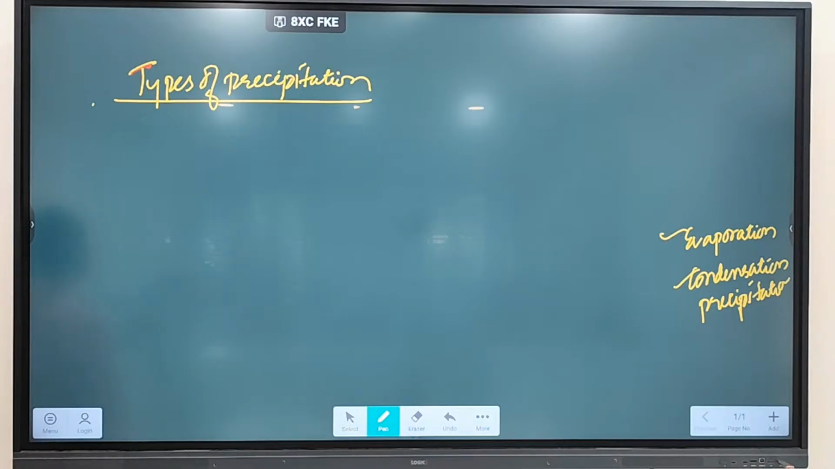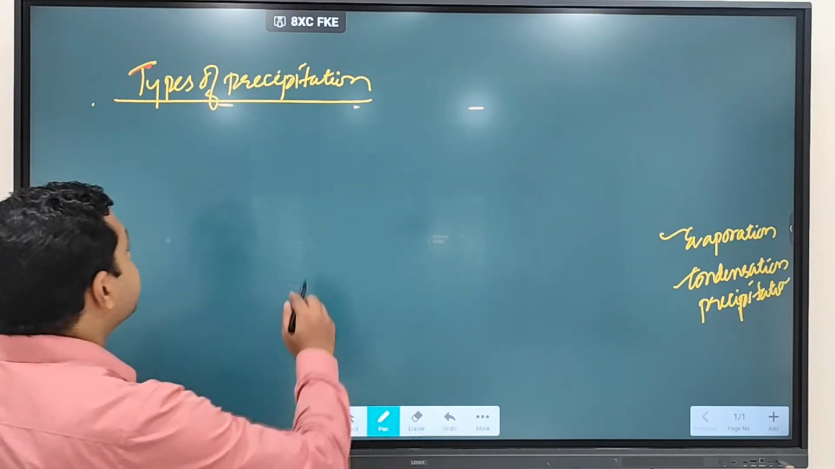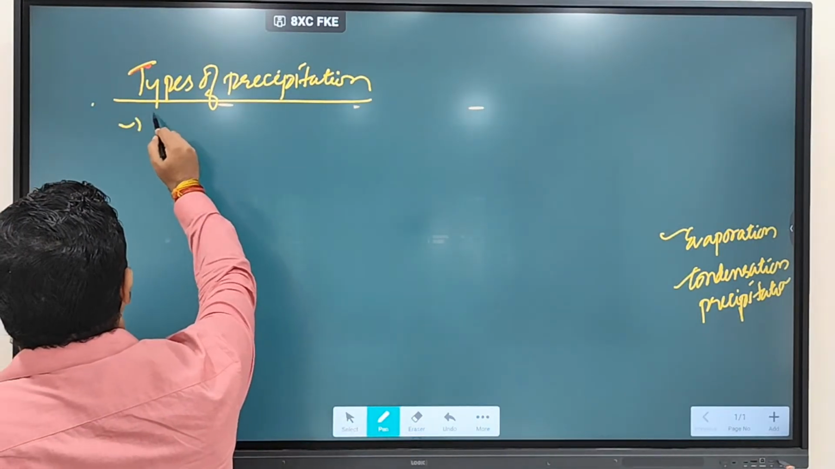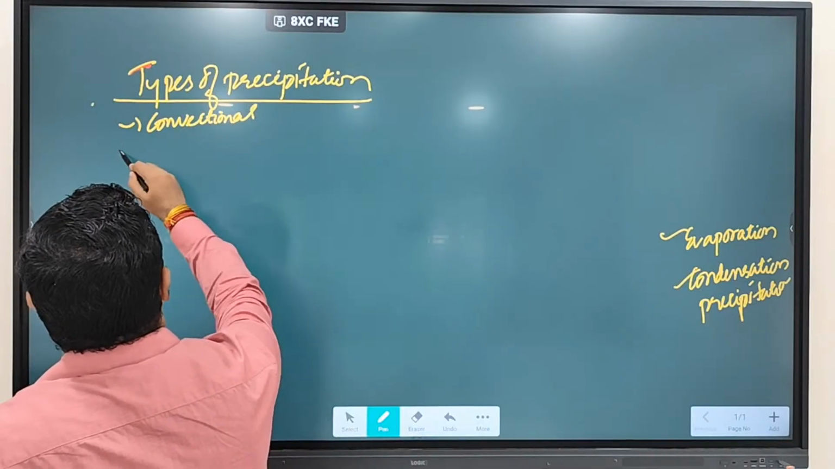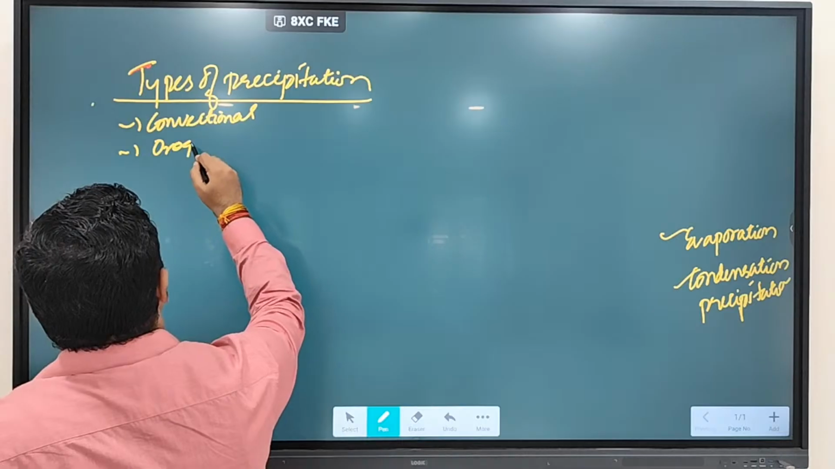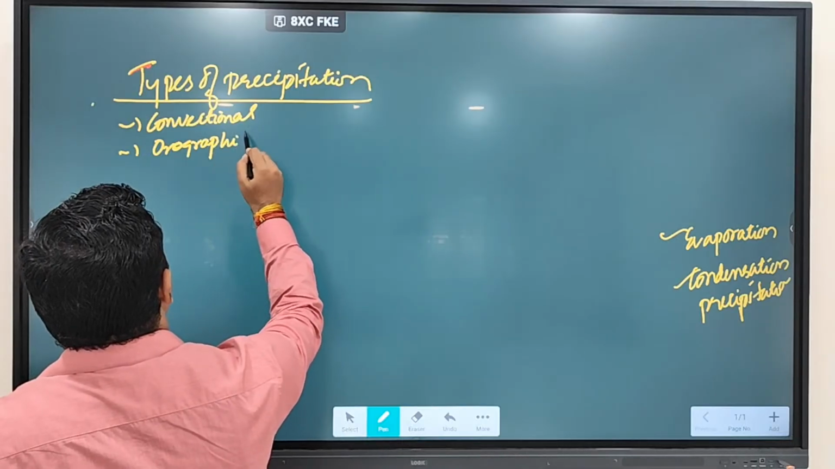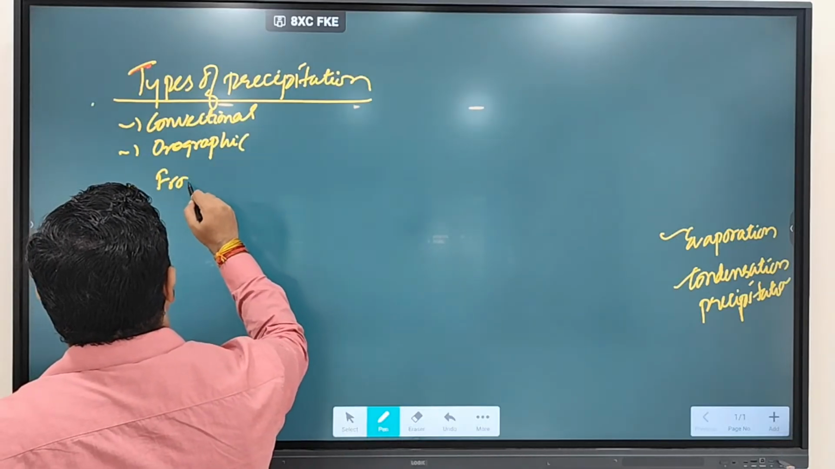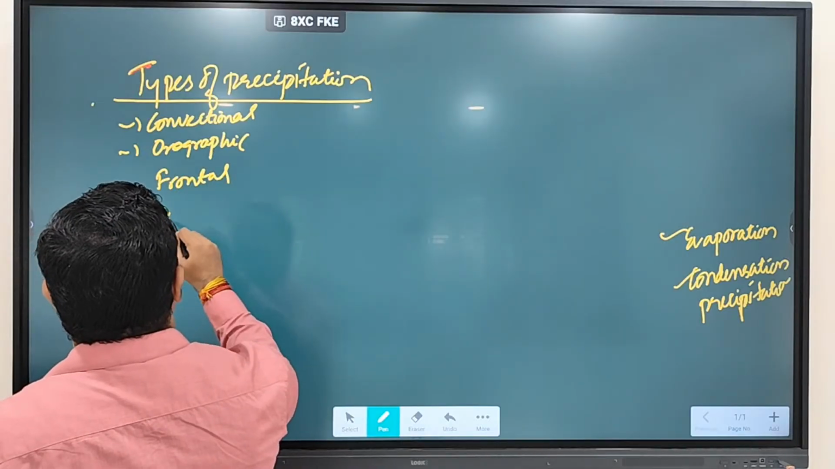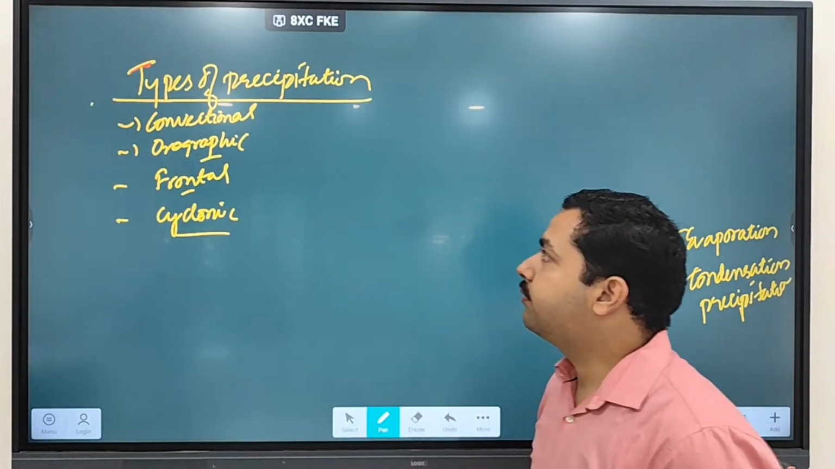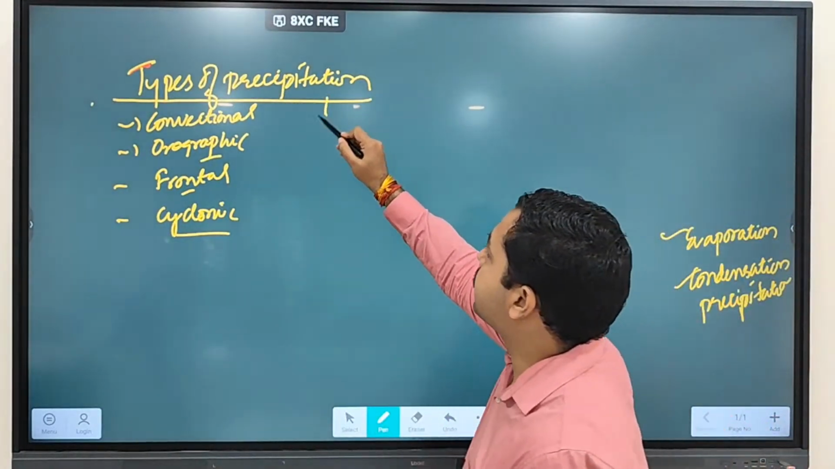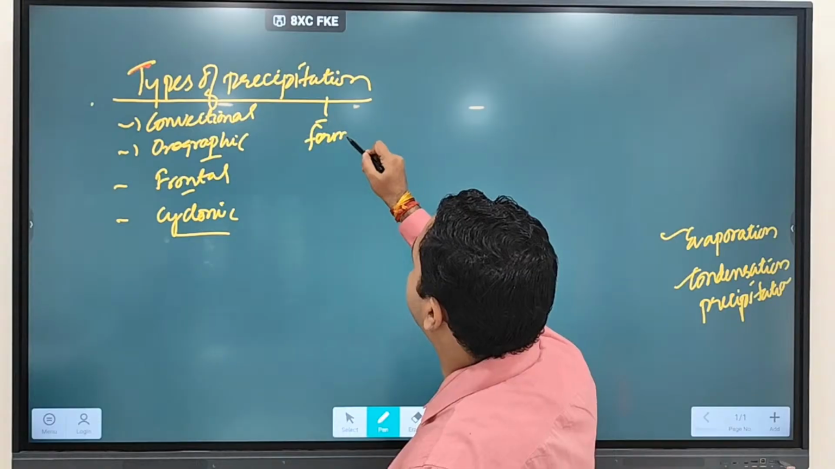Fine. Lastly, we discussed what? Types of rain. We covered the types of rainfall, so we discussed types of precipitation. One is convectional. Second is orographic. Third is frontal. And fourth is cyclonic rainfall. So these are the four types of rainfall, and we also discussed the forms of precipitation.